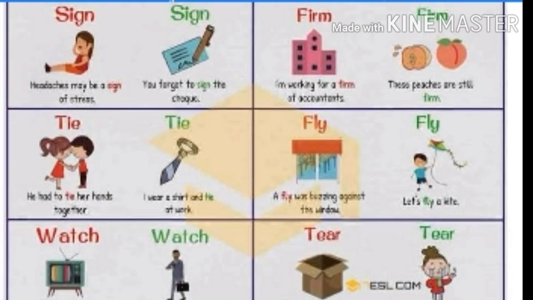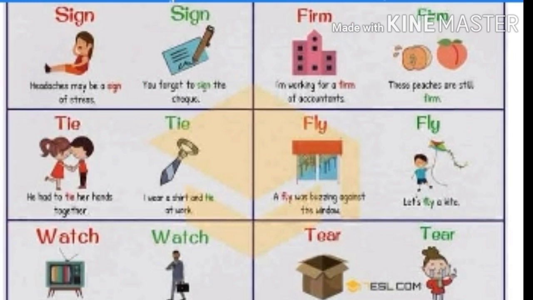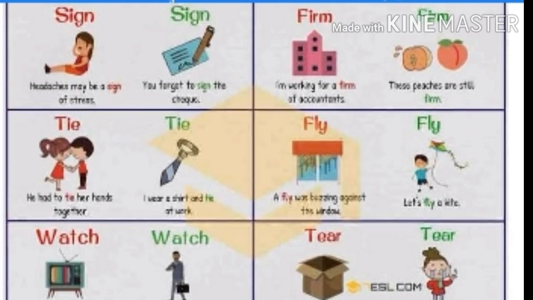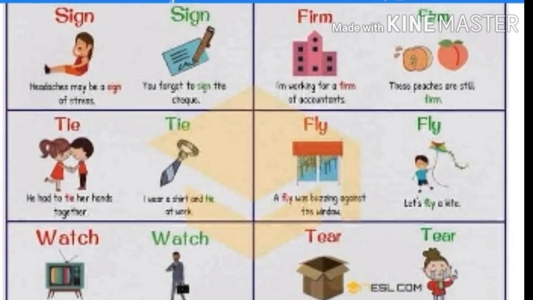So students, can you see the examples on your screen? Sign. Sign means what? It can be used in two different sentences, like headache may be the sign of stress, and it can also be used as he forgot to sign on the check. Understood everyone? So students, can you see the second example? Tie. Now see how we use it. In this example he is saying he had to tie her hands together. So can you see here what type of tying is there? To tie something. And second is I wear a shirt and tie at work. Now this tie is which one? Which we wear. Okay. Understood everyone?